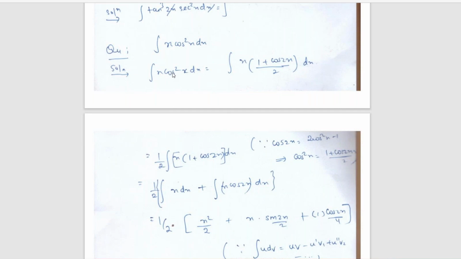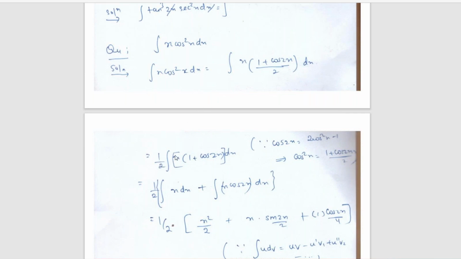What's the formula for cos 2x in terms of cos square x? Cos 2x is 2 cos square x minus 1. This is the formula. So from this, 2 cos square x is 1 plus cos 2x, or cos square x is 1 plus cos 2x by 2. So this is the formula. Cos square x is 1 plus cos 2x by 2. Replace it here: 1 plus cos 2x by 2 dx.